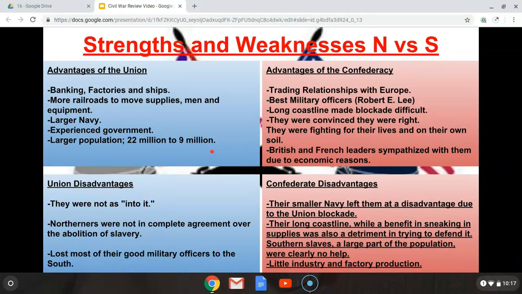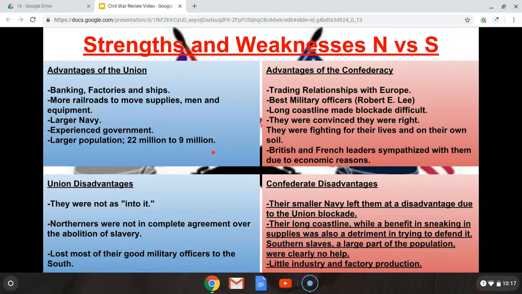So those are your advantages and disadvantages of the North versus South. The North is about economy, railroads, more people, doing all these things. And the South just wasn't. And the North had a lot more people to lose than the South, right? So those are your advantages and your disadvantages.